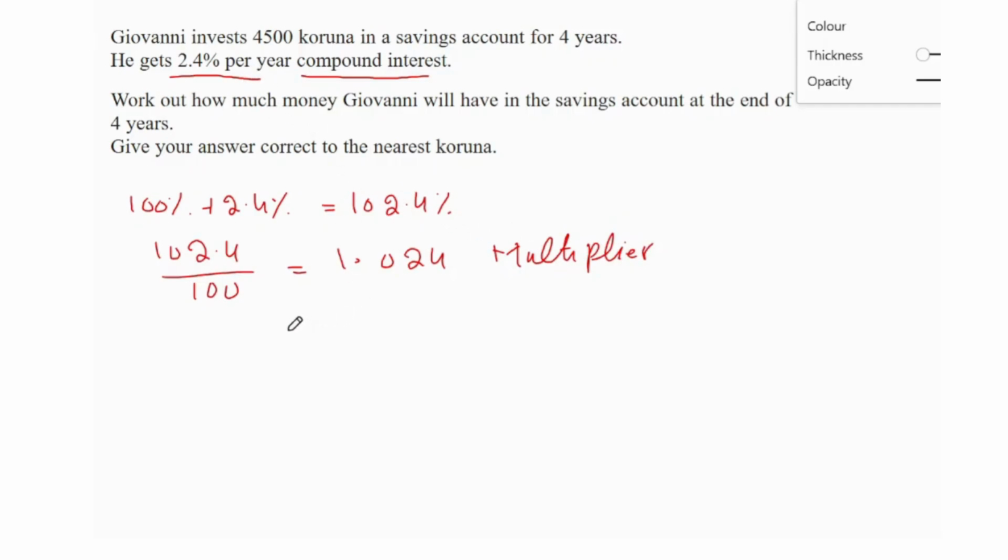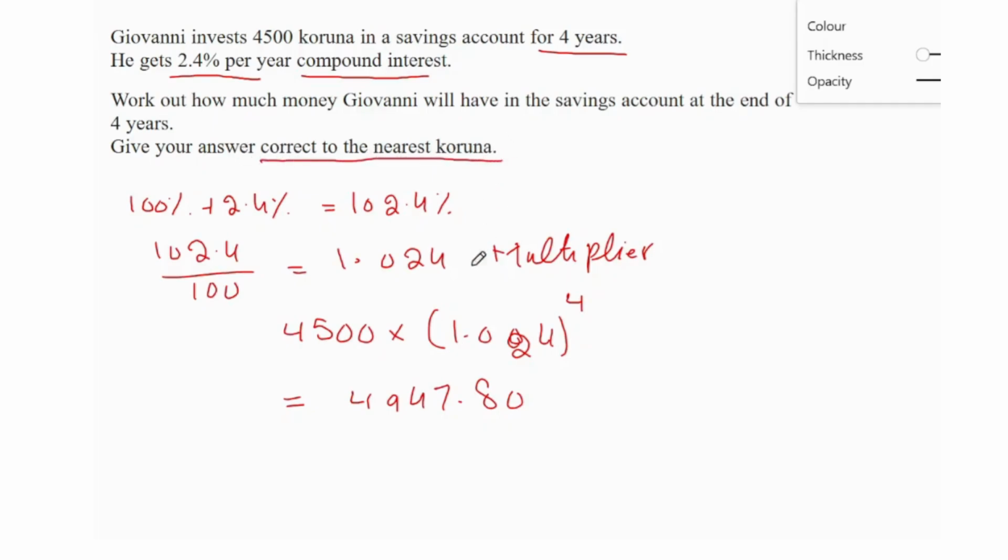Okay, Giovanni is investing 4,500 and the multiplier is 1.024, and for how many years? For 4 years. So the power is 4. You are allowed to use a calculator. If you put everything in the calculator, you get 4,947.80. But the question says, work out how much money Giovanni will have in the savings account at the end of 4 years. Give your answer correct to the nearest krona. So the nearest whole number will be 4,948.